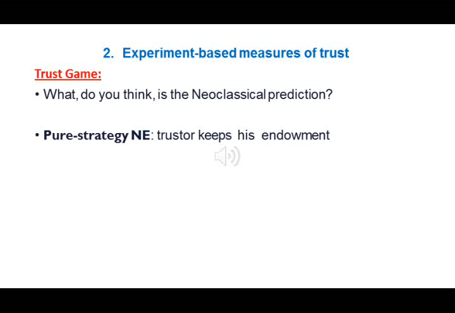Now, after understanding the instructions of this game, what do you think will be the neoclassical prediction for individuals who play this game? According to the neoclassical assumptions, their prediction would be that the trustor would keep his endowment and send 0 points to the other person. This is the neoclassical prediction, because according to neoclassical economics, individuals are self-interested. So why should I send any amount of money to the other person?